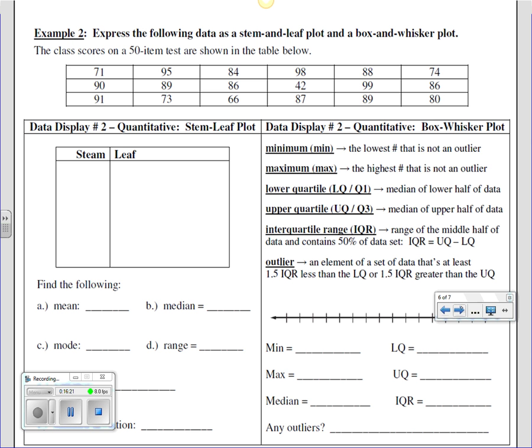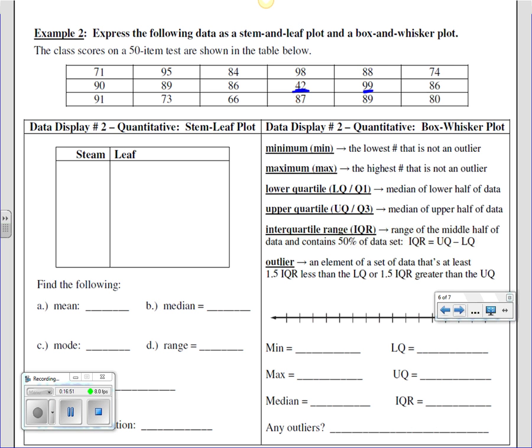Okay, here we go. Let's do our example. So we have all these numbers. The class scores on a 50-item test are shown in the table below. The first thing I want you to do is make a stem and leaf plot. So the way you do that is you first have to find your lowest number up here. What's your lowest number? 42. And what is your highest number? What's your highest number?